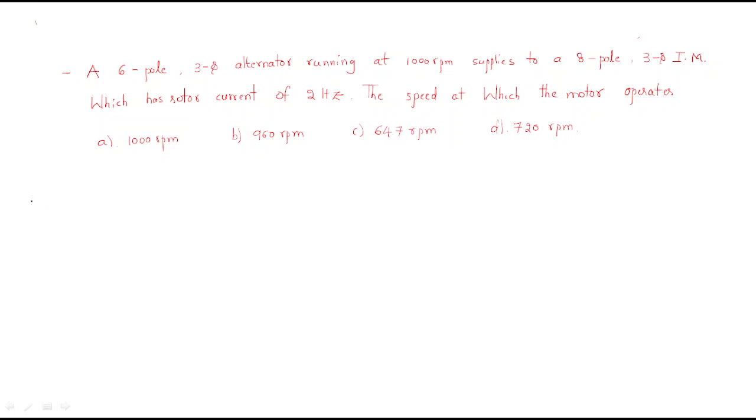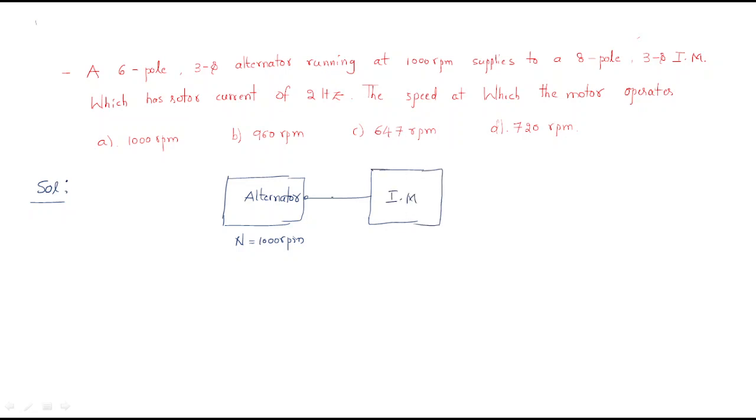So here, just the solution. First write down the given data. Here what is given? An alternator. Alternator is nothing but the synchronous generator. The alternator is running at 1000 rpm, and it will supply to our required induction motor. So this is the induction motor, and from the alternator it will take the electrical power.